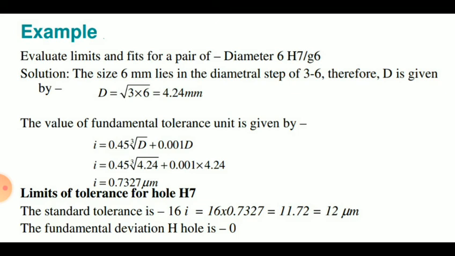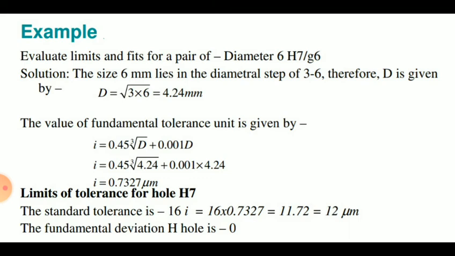So H7 means it is a hole having tolerance grade of IT7, and the shaft G6 means it is a G type of shaft having the tolerance grade of IT6. Now first of all, see the basic size. So basic size, it is a 6, it is given. So the size is given as 6H7G6. So the first digit 6 is the basic size.